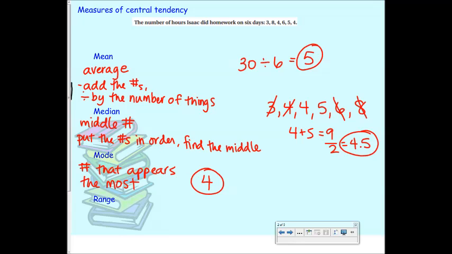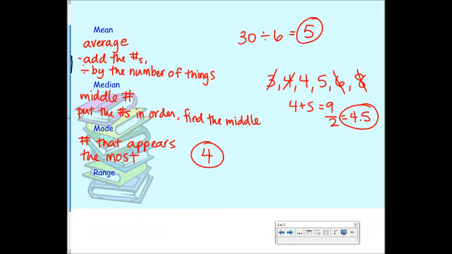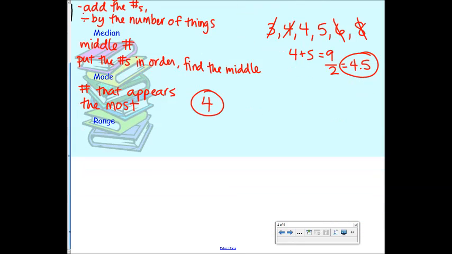And then last but not least, what's the range? Big number minus small, which we call the max minus min. So in this case, what's our maximum? 8, and our minimum? 3. So our range is 5. So those are our 4 measures of central tendency: mean, median, mode, and range.